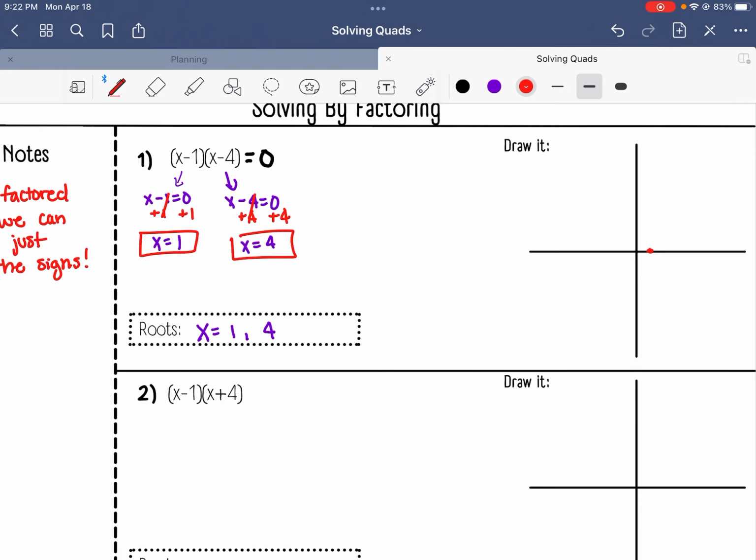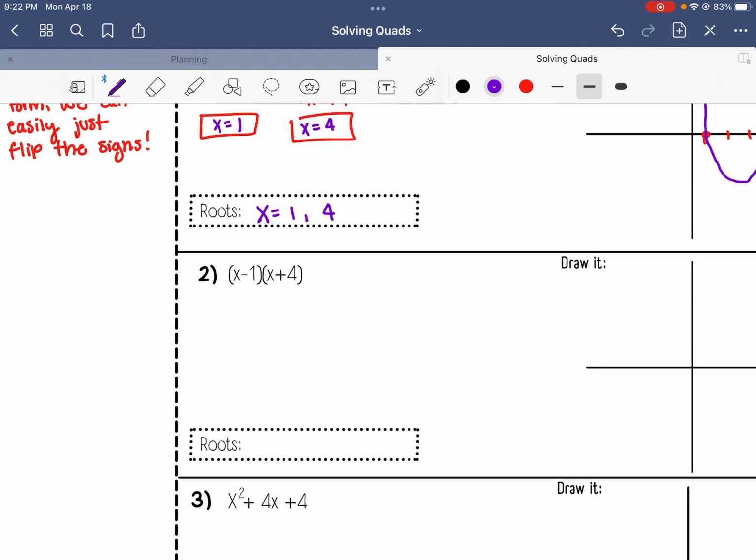And again, you can draw it over here. I'm going to make some guesstimates. I'm going to say that 1 is right here, so that's 1, 2, 3, and 4 is right here. So it's probably going to look something like this. It doesn't really matter; the only thing that matters is where those points are.